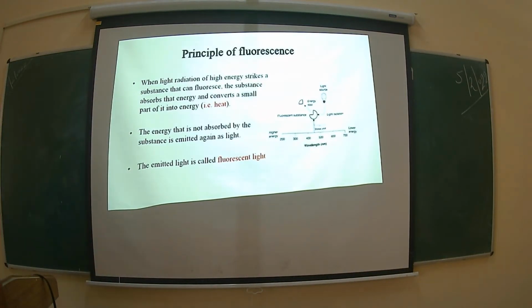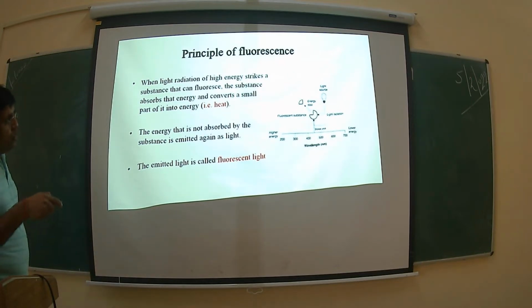So the principle of fluorescence is that when light radiation of high energy strikes a substance that can fluoresce, the substance absorbs that energy and converts a small part into heat. So when higher energy light strikes a fluorescent molecule, it absorbs energy and converts a small part of it. The energy that is not absorbed by the substance is emitted again as light, and this emitted light is called fluorescent light.